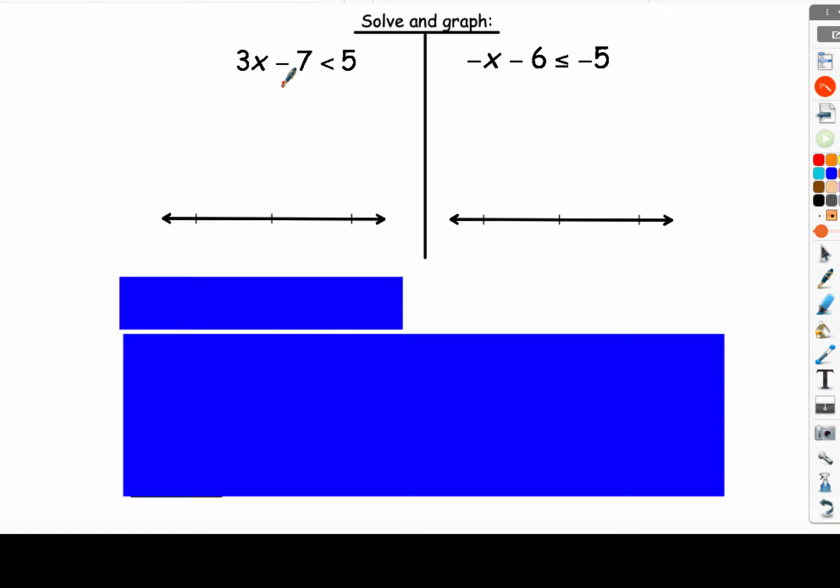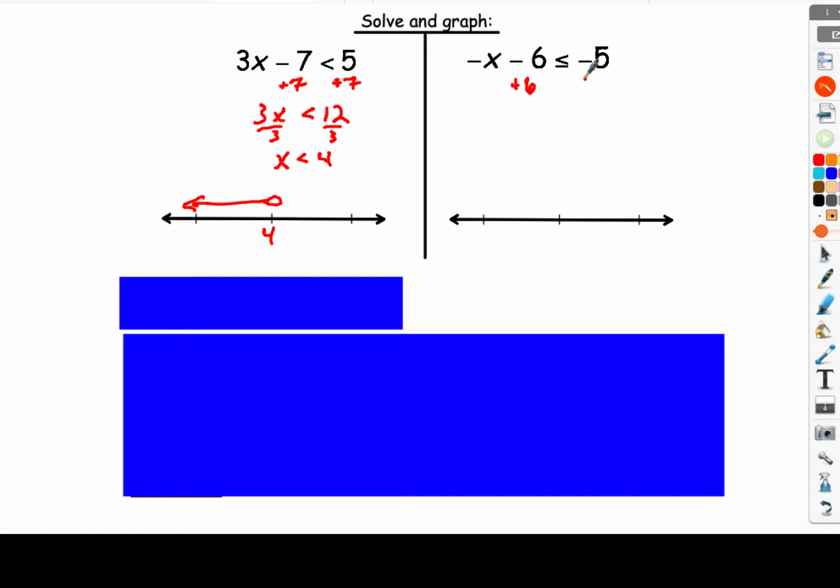So the first thing I would do is add 7 to both sides. So this becomes 3x is less than 12. Then we're going to divide by 3 on both sides, and you get x is less than 4. Notice I didn't have to flip the sign because I had a positive 3 that I divided by on both sides. So again, in an inequality, if I was graphing this, open circle, no equal sign, and x is less than, right, going downwards.